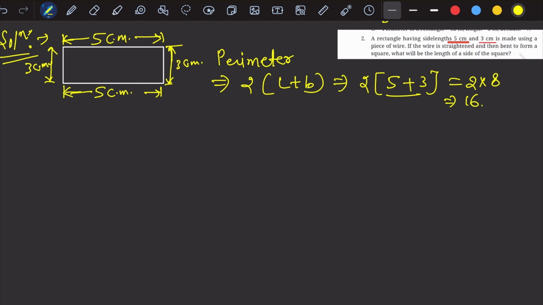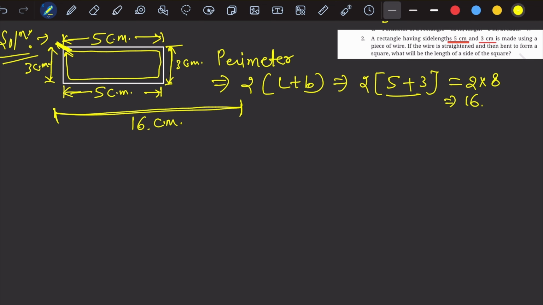If the wire is straightened, okay, so we have one wire, this rectangle is made up with a wire, and we have all the dimensions here given in the question. Now we will take the same wire and we will break it from here and straighten the wire. Now we know the length of wire is 16 centimeter. If we break this rectangle from this corner and straighten it, the total length of the wire will be 16 centimeter. The length of perimeter will be equal to the length of total wire.